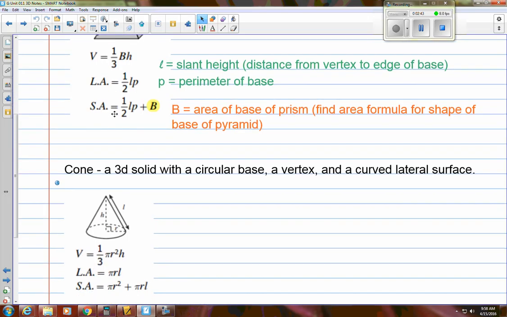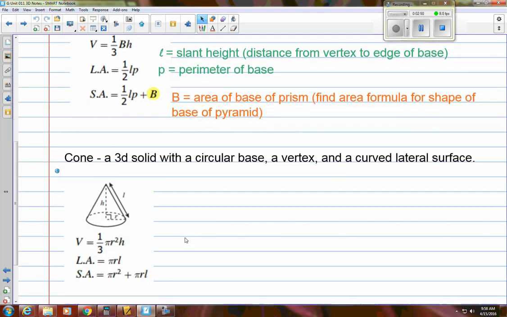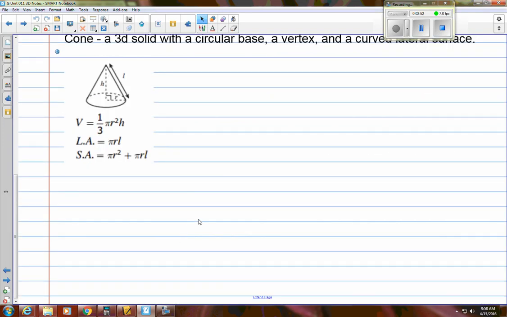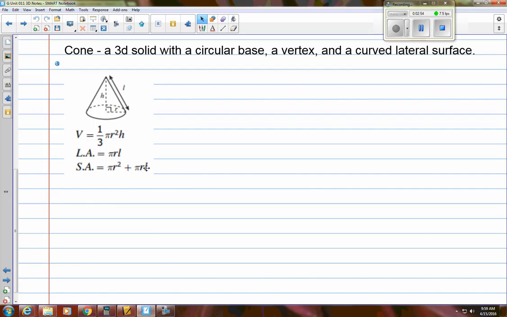So you can see that the surface area formula is the same thing as the lateral area formula plus the area of the base, which makes sense. And we see the same thing with the cone. We have the surface area formula being the lateral area formula plus the area of the base, and the base in this case is a circle, so the formula is pi r squared.